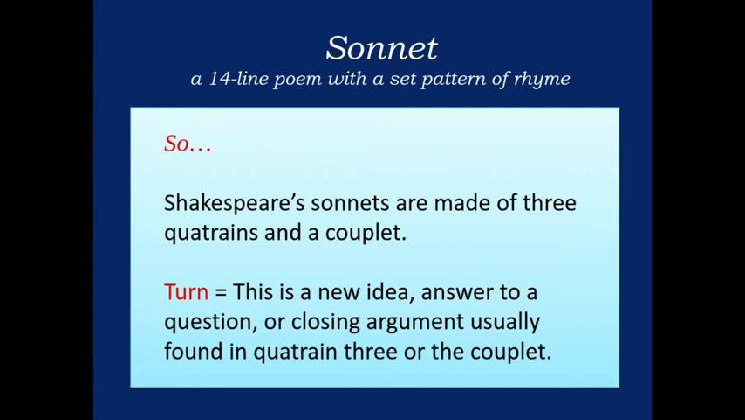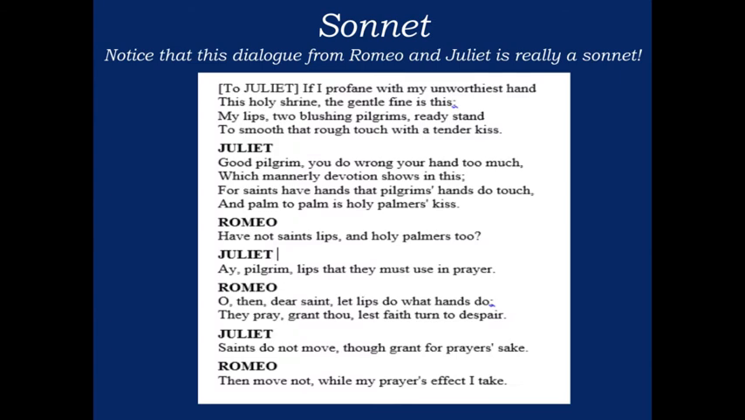Usually the format is that there's an idea and then an answer to a question and then a closing argument found in quatrain 3 or the couplet. So this is some important dialogue from Romeo and Juliet in a sonnet. And this is one of the most famous lines where they talk about whether or not they should kiss. Okay, so this is Romeo saying this to Juliet.